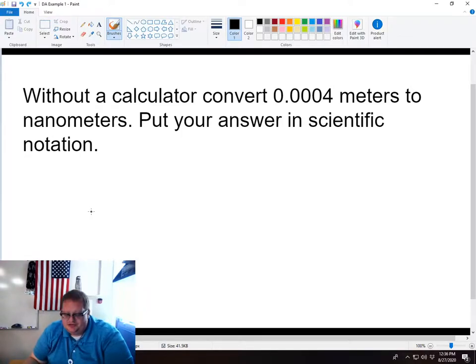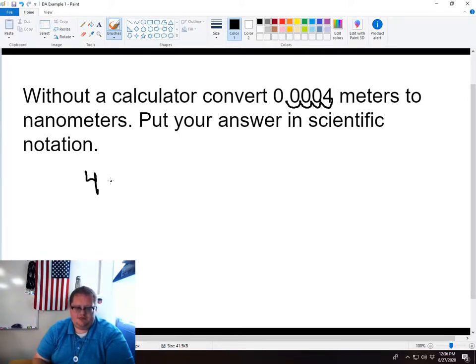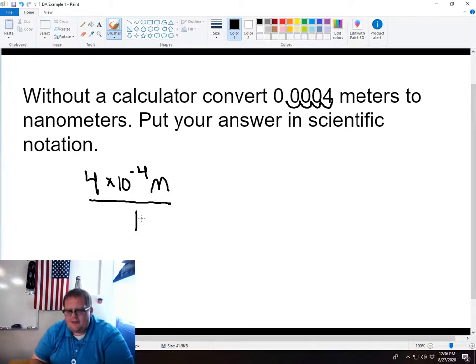So I'm just going to do this problem, go through the steps. Again, this time I would probably recommend watching. I'm just going to talk out loud. So first thing I have to do is put this in scientific notation. So just starting here, I'm going to move it 1, 2, 3, 4 times to get a number between 1 and 10. So it's 4 times 10 to the negative 4th. It's negative because it's a little number. Don't forget to do that. I'm going to put that over 1.